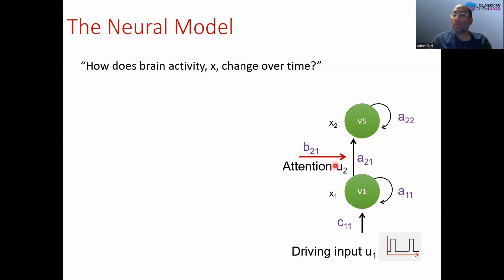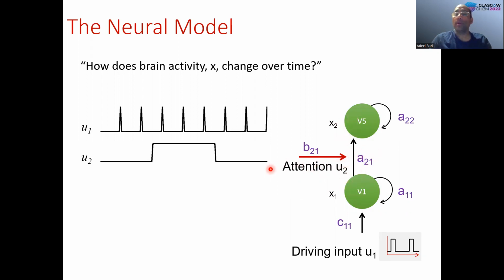Now let's make it a bit more complicated. Remember what we had in this experiment is an attention to motion component. So we now have another external factor, U2, which is attention. What this attention is doing is modulating the connectivity between V1 and V5, which is this connection A21. So there are two inputs, U1 and U2. U1 is the same input as before, and U2 is attention. For some trials, this attention is there, for others it's not.